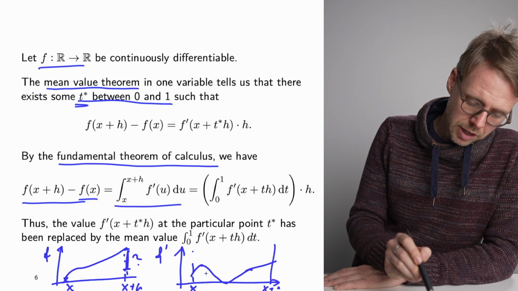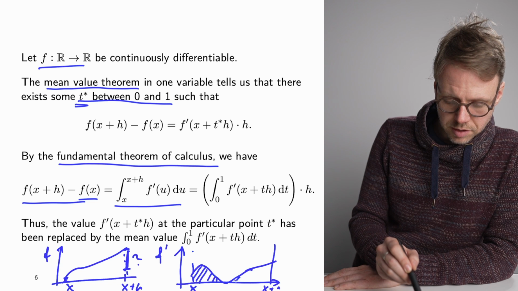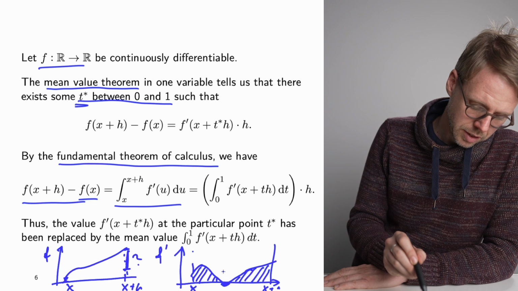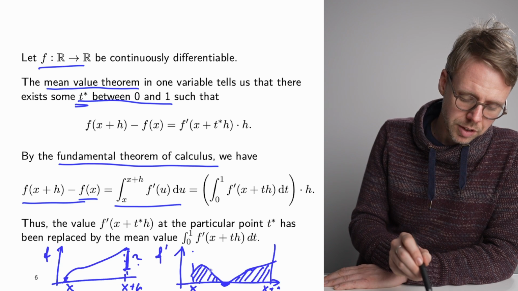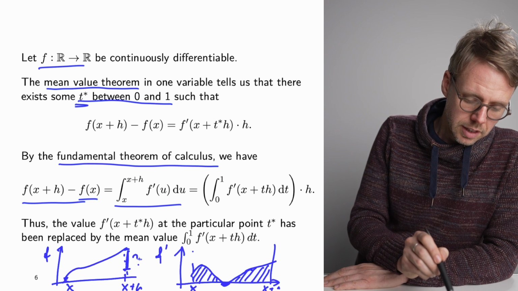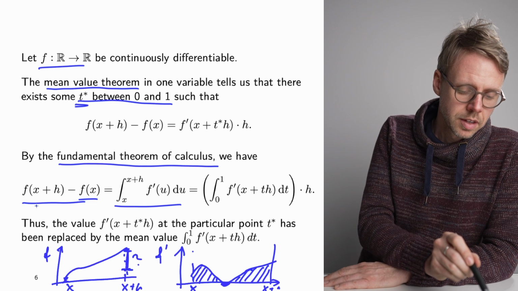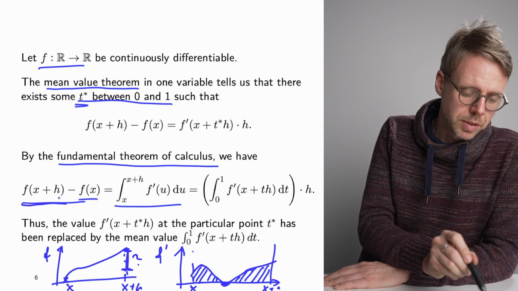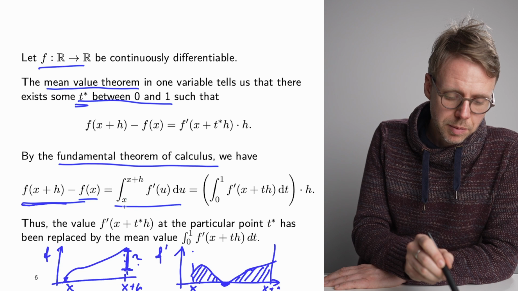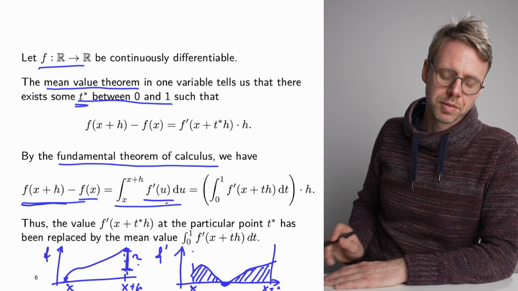The integral, so the area here under this curve, might even be slightly negative here. So computing the integral over f prime yields exactly this difference here. So the difference between f of x plus h minus f of x equals the integral from x to x plus h of the derivative.